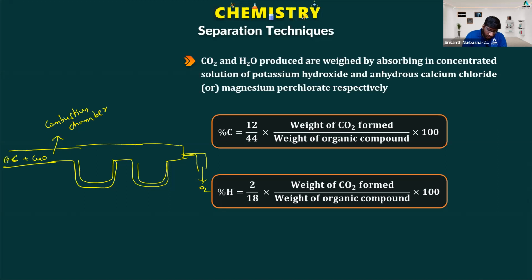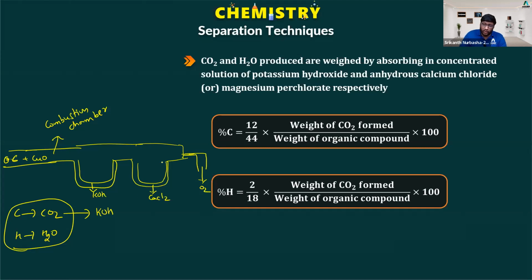This organic compound is heated in the presence of oxygen and CuO, what happens? The carbon will be converted to CO2, hydrogen will be converted to H2O. The carbon dioxide, being acidic in nature, will be absorbed by KOH. Potassium hydroxide is a base, so an acid-base reaction will occur. Here we have taken KOH, and here we have taken CaCl2.